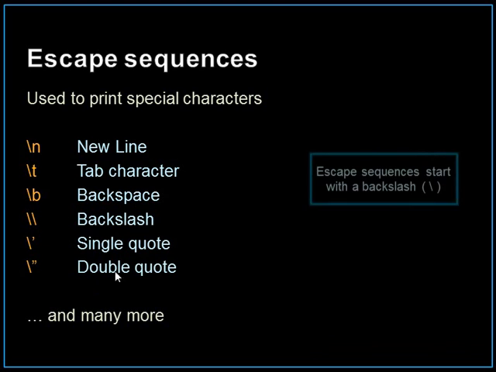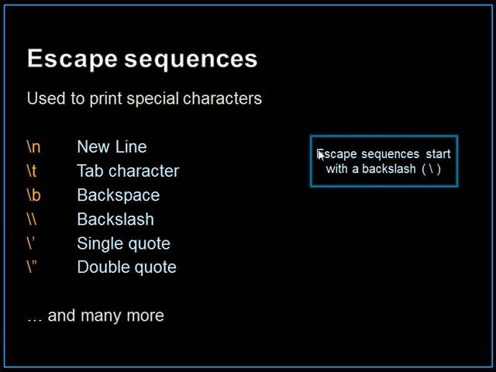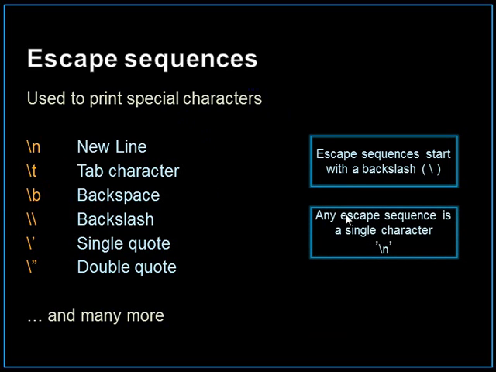And there are many more other escape sequences supported by the C language. Now, escape sequences always start with a backslash. Remember, we used the new line character in our previous lectures to go to the next line. And any escape sequence is considered a single character. Although it contains 2 characters, the C language considers the escape sequence as a single character. So remember that it is enclosed in single quotes, right? Any single character is enclosed in single quotes.